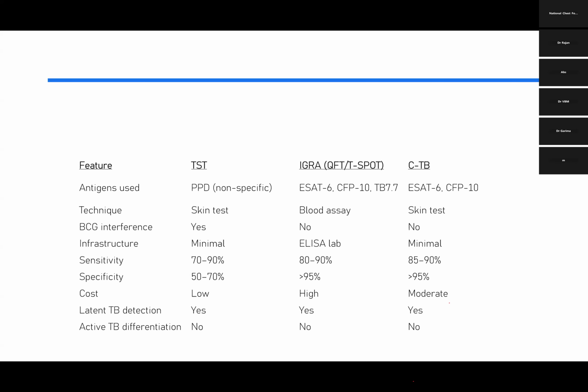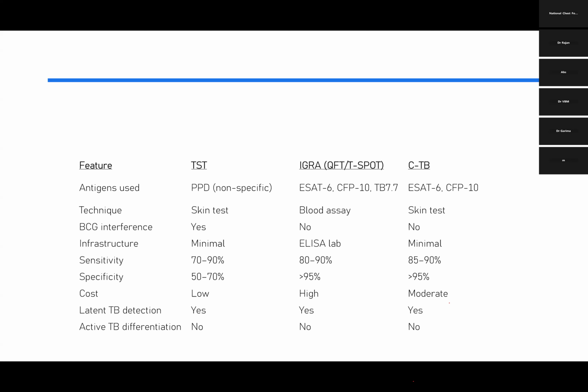So this is the basic difference between TST, IGRA, and CTB. In TST, you use PPD. In IGRA, you use ESAT6, CFP10, TB7.7, while in CTB, you use ESAT6 and CFP10. So TST is a skin test, IGRA is a blood assay, CTB is a skin test.